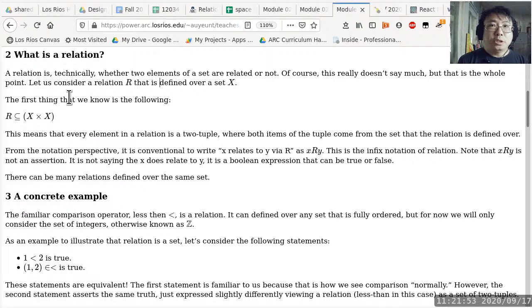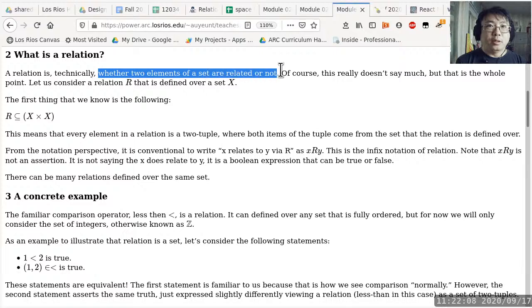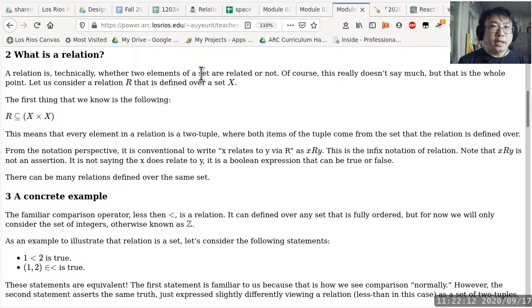All right, so let's move on to relations. When we use the term relation, it is basically saying whether two elements of a particular set are related or not. Now, this is not really a good way to say it, because those two elements can be the same element. In other words, we can ask, is an element relating to itself?